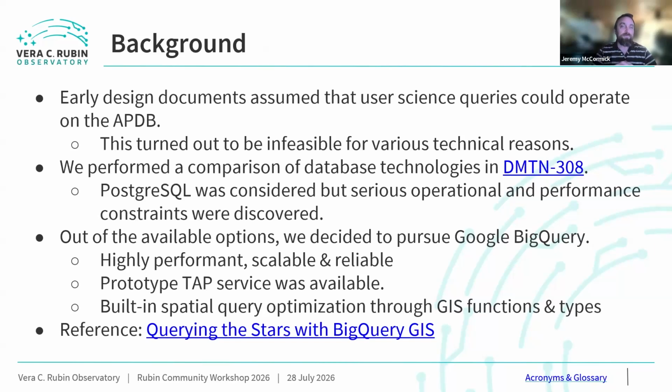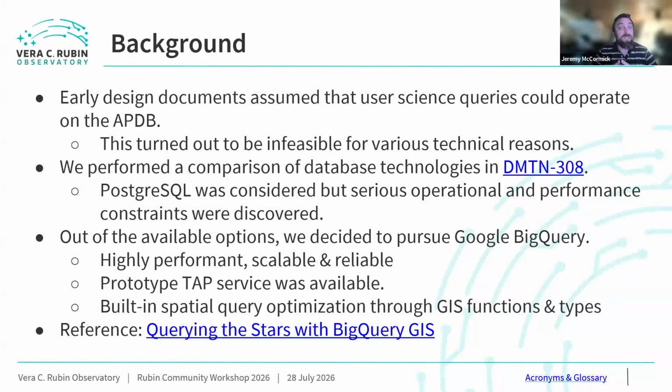So we did a performance comparison of database technologies in the tech note listed there. We considered Postgres and a few other technologies, and we discarded Postgres because of some operational and performance constraints that we discovered in the process of evaluating. So out of the available options to serve this data, we decided to pursue a database called Google BigQuery. This is a highly performant, scalable, and reliable service offered on the Google Cloud.